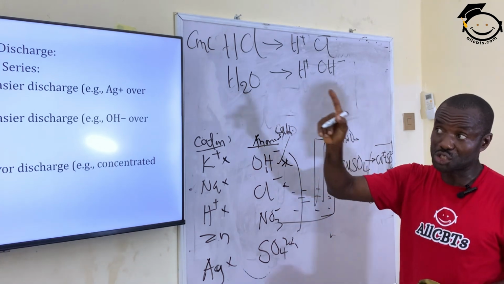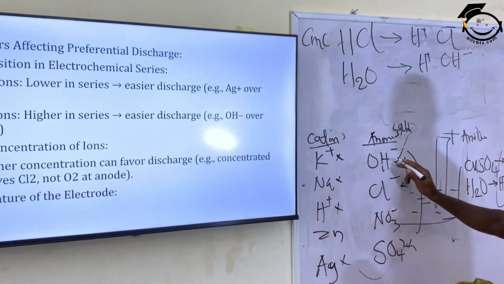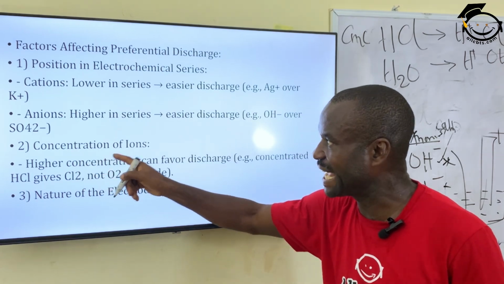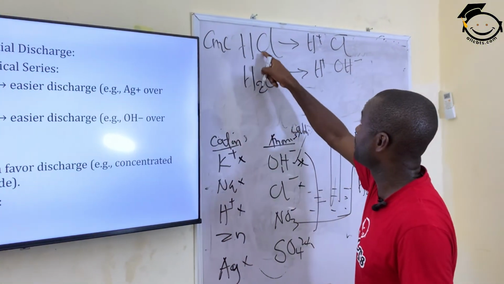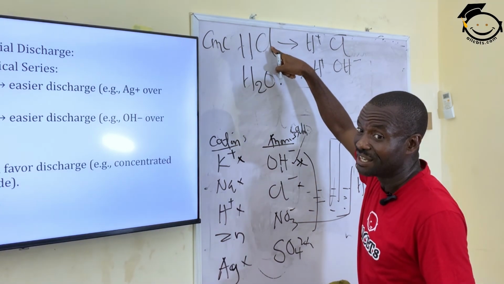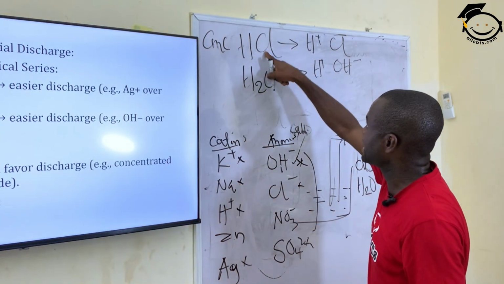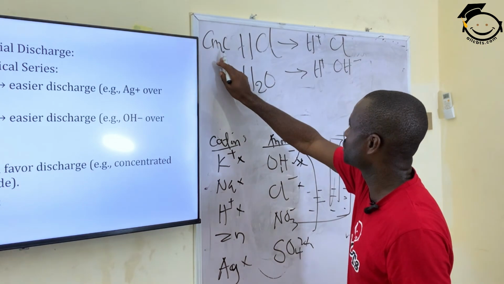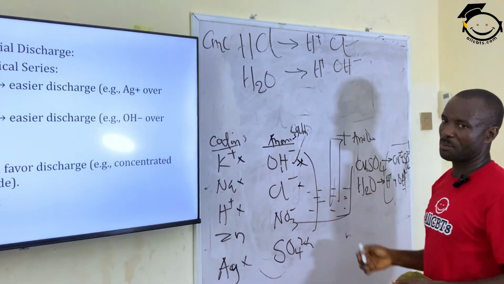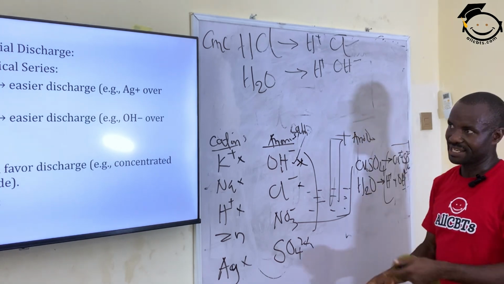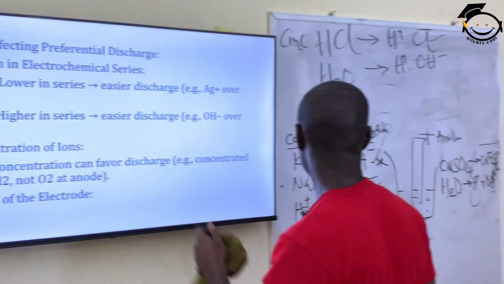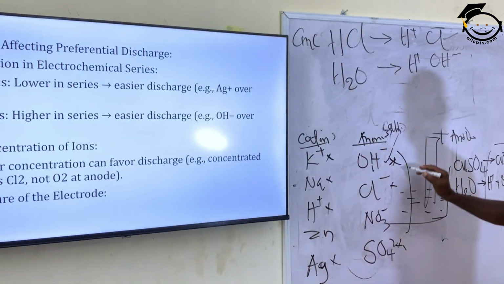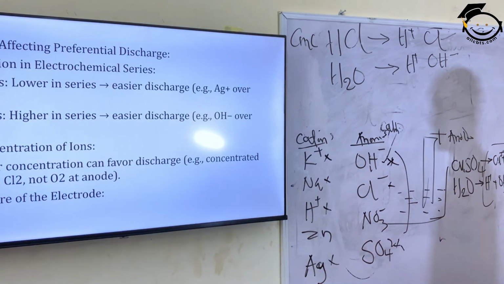Of course, if you look at the position based on the first condition, OH is supposed to be preferred. But we are looking at the second thing now, the concentration, which is the condition. In this solution, concentrated HCl, the chloride is concentrated. So a concentrated chloride has an advantage over the OH. Is that okay? Because this solution is concentrated, chloride ion will be preferred. Unlike when we go by position on the electrochemical series, where OH would be preferred. But because it's a concentrated solution of HCl, chloride ion will be preferred. Can we see the second condition now?